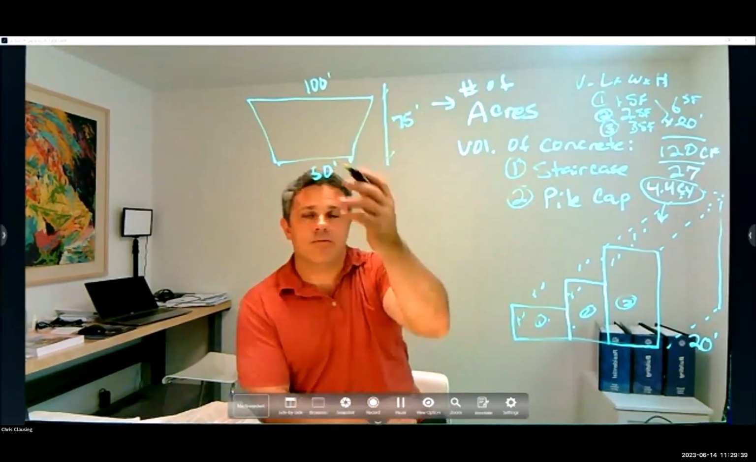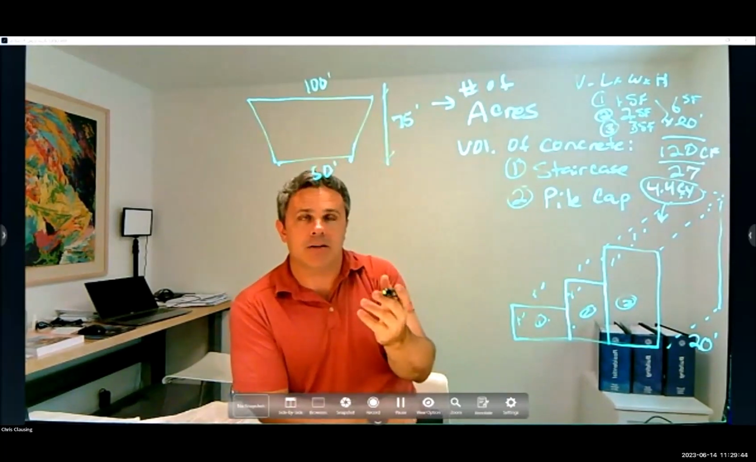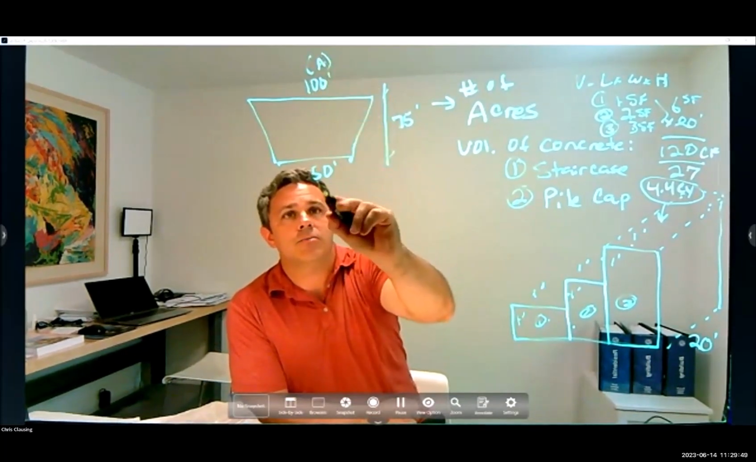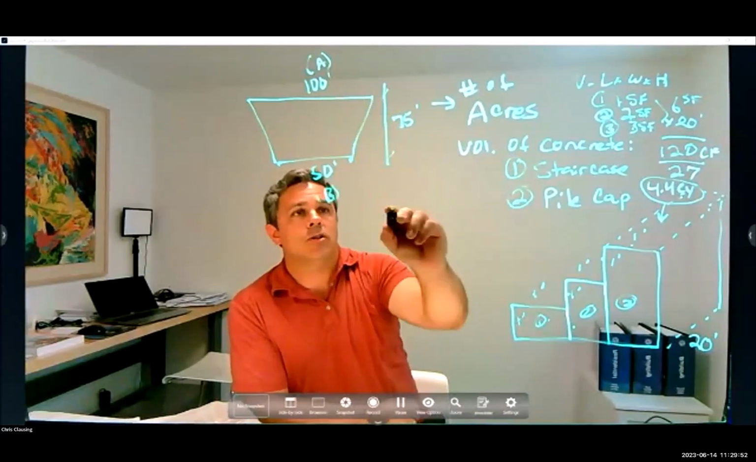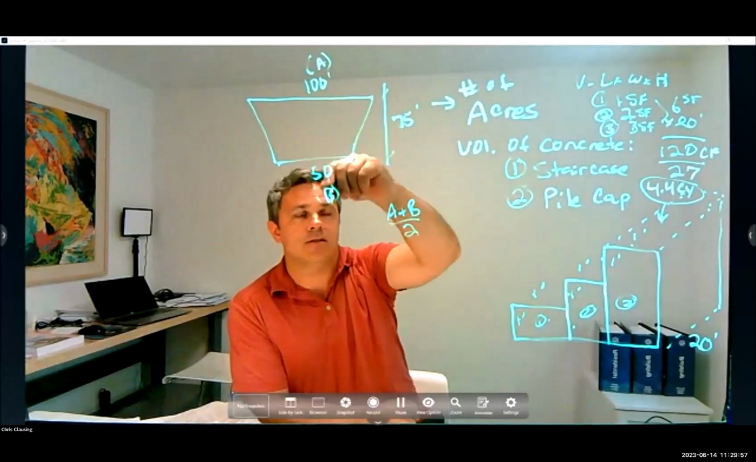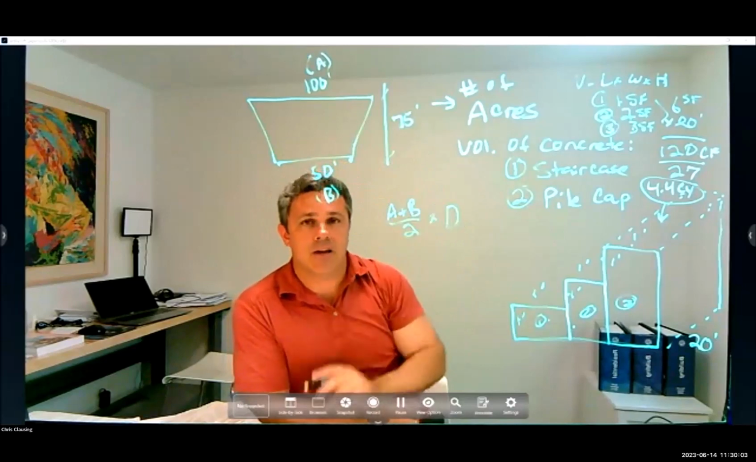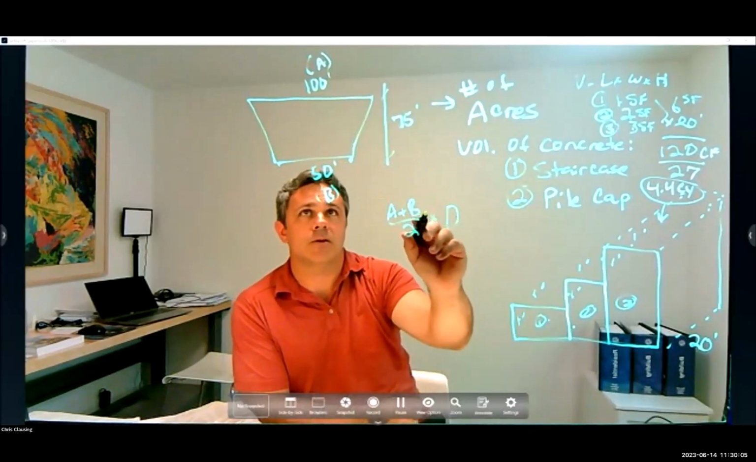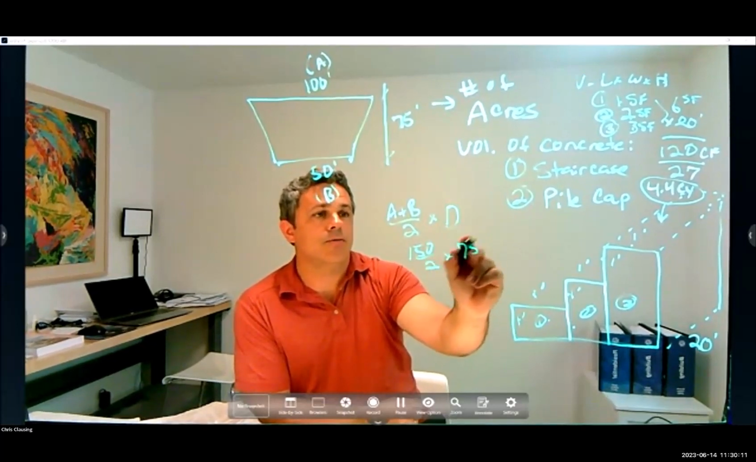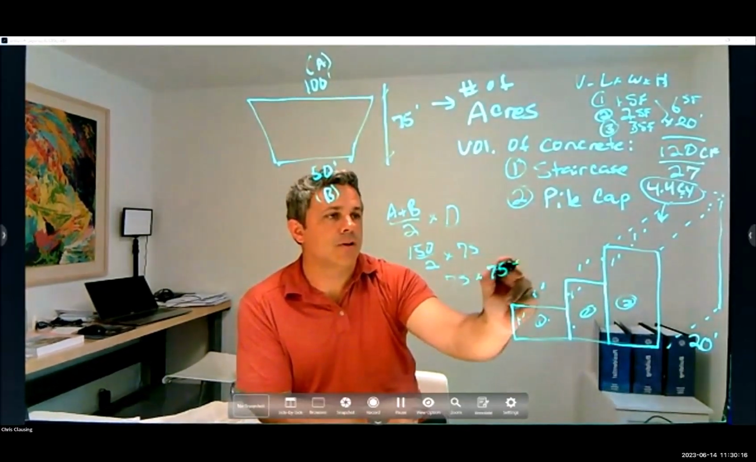To find the area of this shape, you need to turn it into a regular shape. You can do that mathematically by calling this A and this B. You take A plus B and divide that by 2. That's the average of these distances. Multiply that times the depth, and that's how you find the area of a trapezoid. So in this case, it's 150 divided by 2 times 75. So that's 75 times 75.